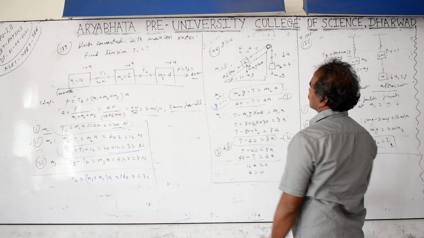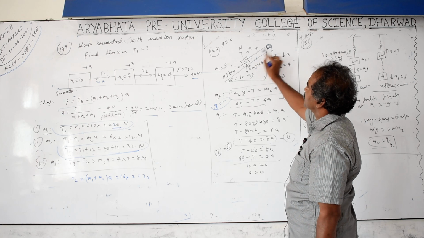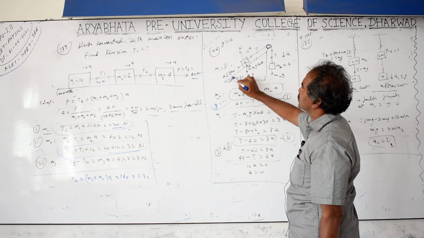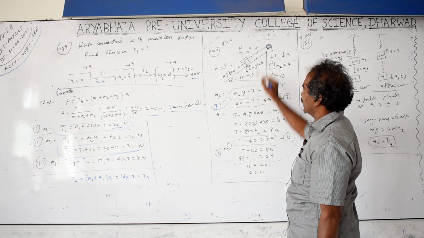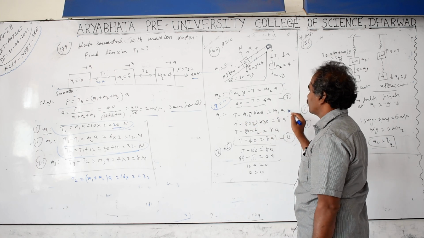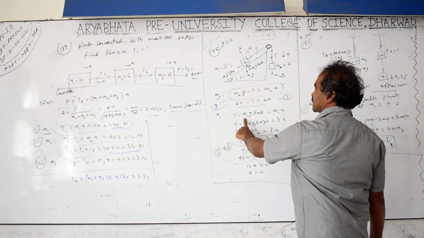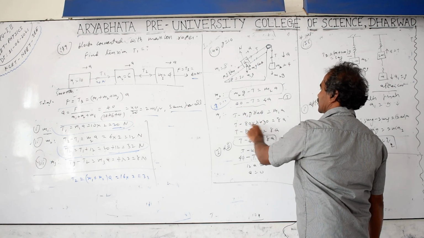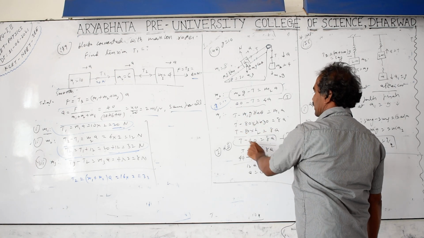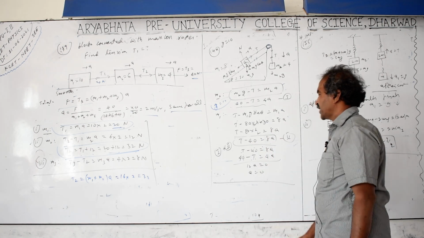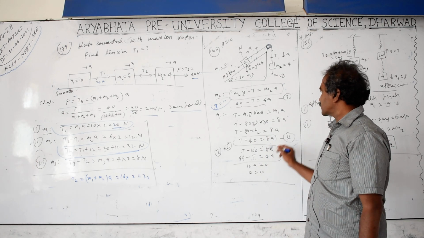So the next equation for this m1: imagine that it is going up, therefore T minus m1g sin theta equals m1a. Theta is 30, sin 30 is half. m1 is 8, g is 10, 80 into half is 40. T minus 40 equals 8a, you will get m1a. And solve these two equations.